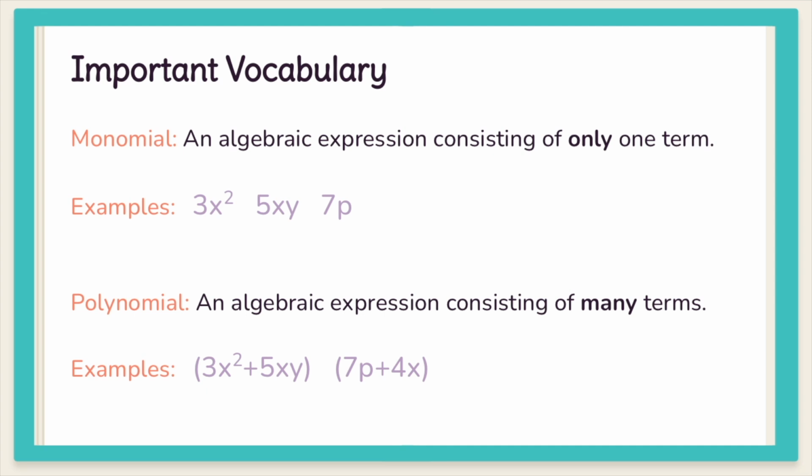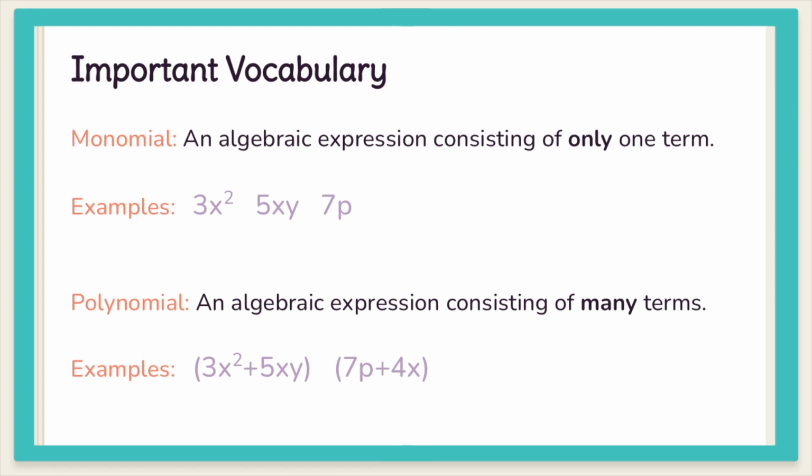So for example, 3x squared, that's one term. 5xy, that's one term. 7p, that's one term. A term is when you have multiplication combining the things as opposed to addition or subtraction. A polynomial is an algebraic expression consisting of many terms. So for example, 3x squared plus 5xy, or 7p plus 4x.